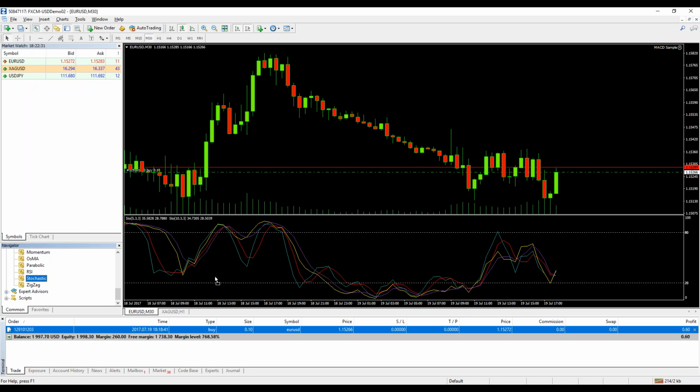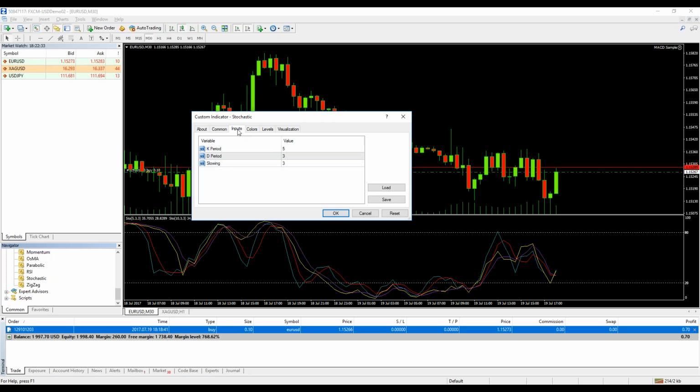So it's the same concept. Another stochastic, inputs, make it a 15 for simplicity's sake. Remember, this is just for simplicity's sake. What I usually do is I have it on a minute chart, do it like a 2, 5, and 10. You can play with it, like I said.